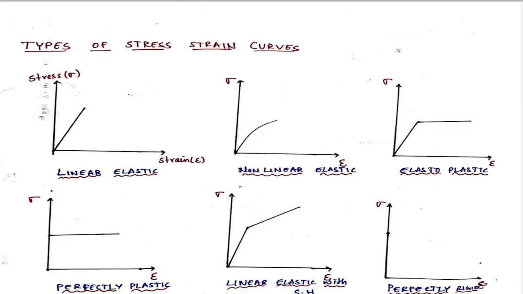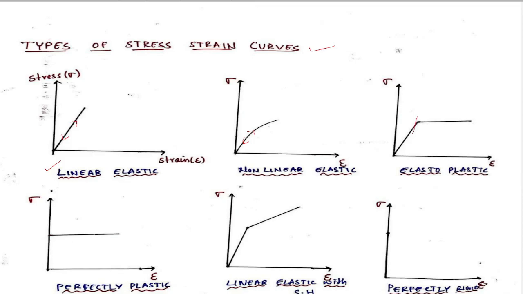Now let's see different types of stress strain curves. These curves are frequently asked in exams. The first one is the linear elastic stress strain curve. In this case, the stress strain curve is varying linearly and it is elastic. That means loading and unloading will be of the same path. This is the non-linear elastic stress strain curve. And this is the elastoplastic stress strain curve. That is, up to a certain region it is elastic and after that it is of plastic nature.